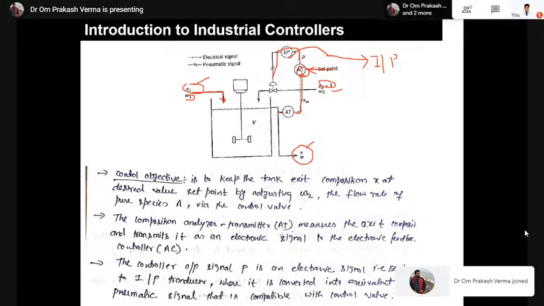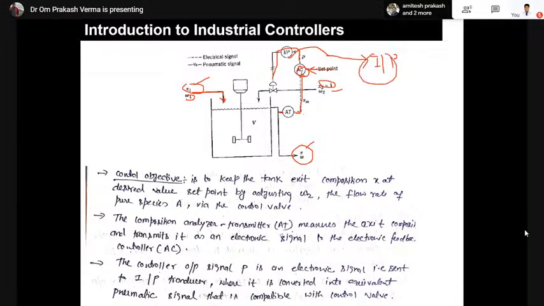So that is the current to pressure. Basically, this automatic controller is an electronic controller, and it works on the current signal. The sensor also gives a current signal. However, the valve works on a pneumatic signal. Whatever signal is generated by the controller is converted by the current to pressure transmitter.